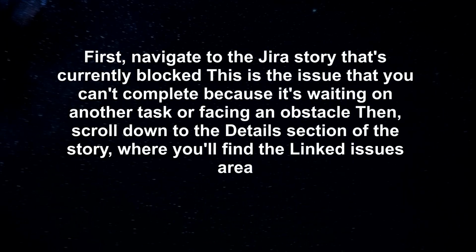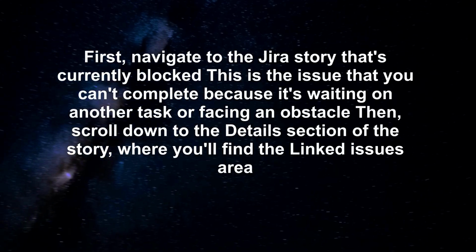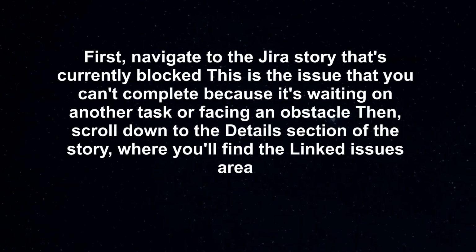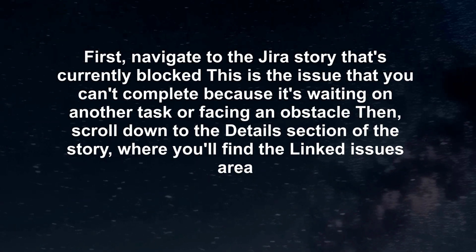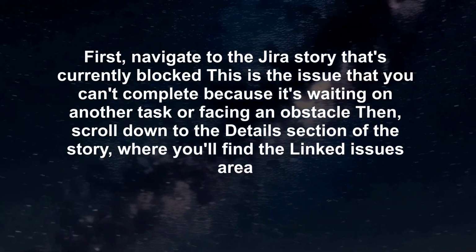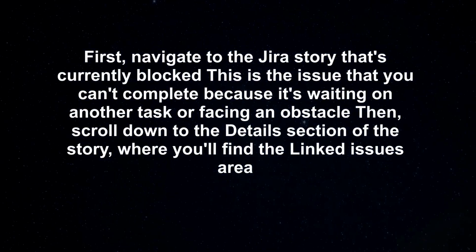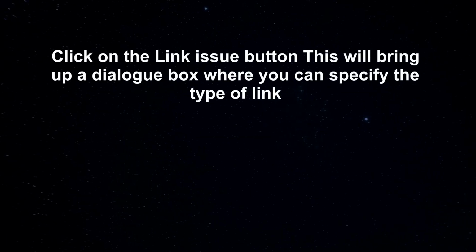First, navigate to the Jira story that's currently blocked. This is the issue that you can't complete because it's waiting on another task or facing an obstacle. Then, scroll down to the details section of the story, where you'll find the linked issues area. Click on the Link Issue button.